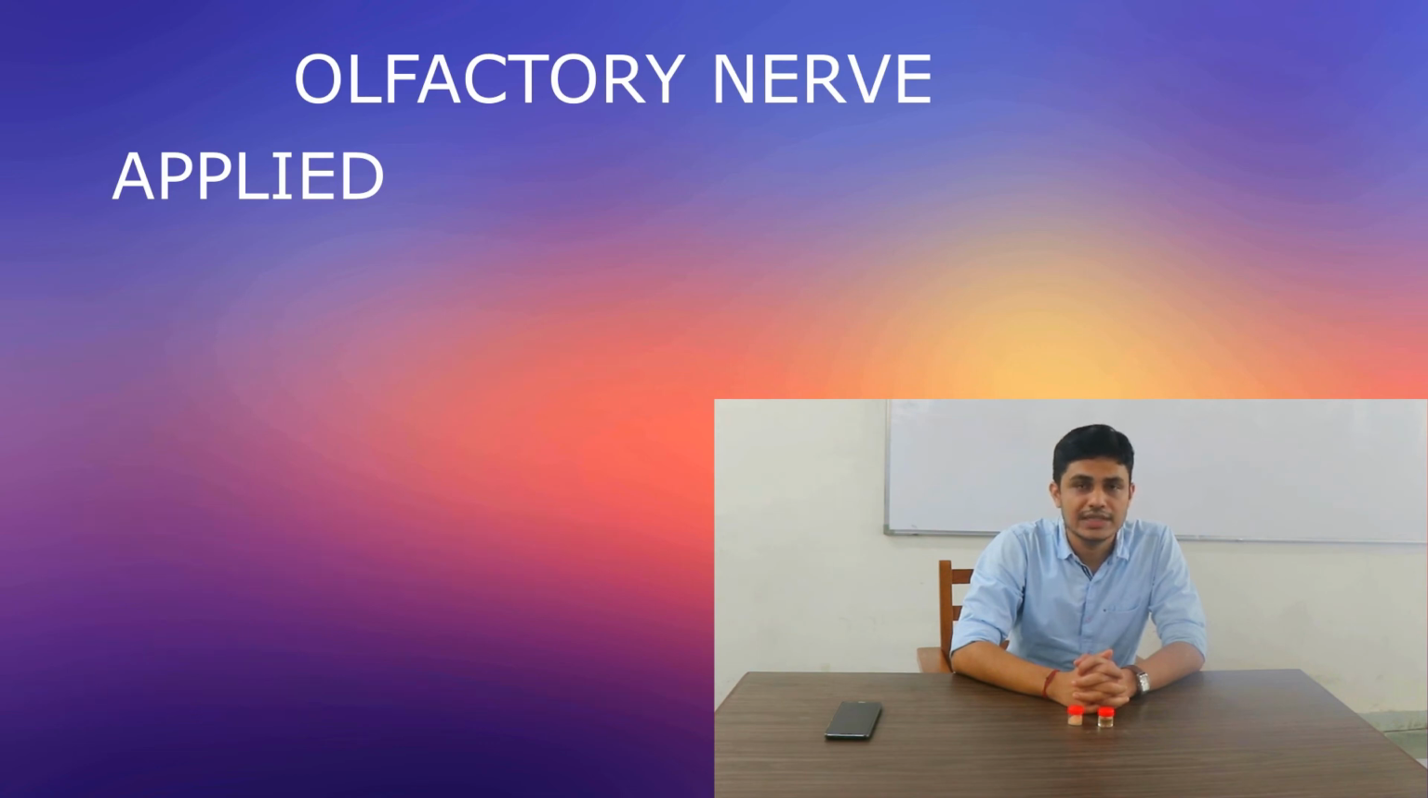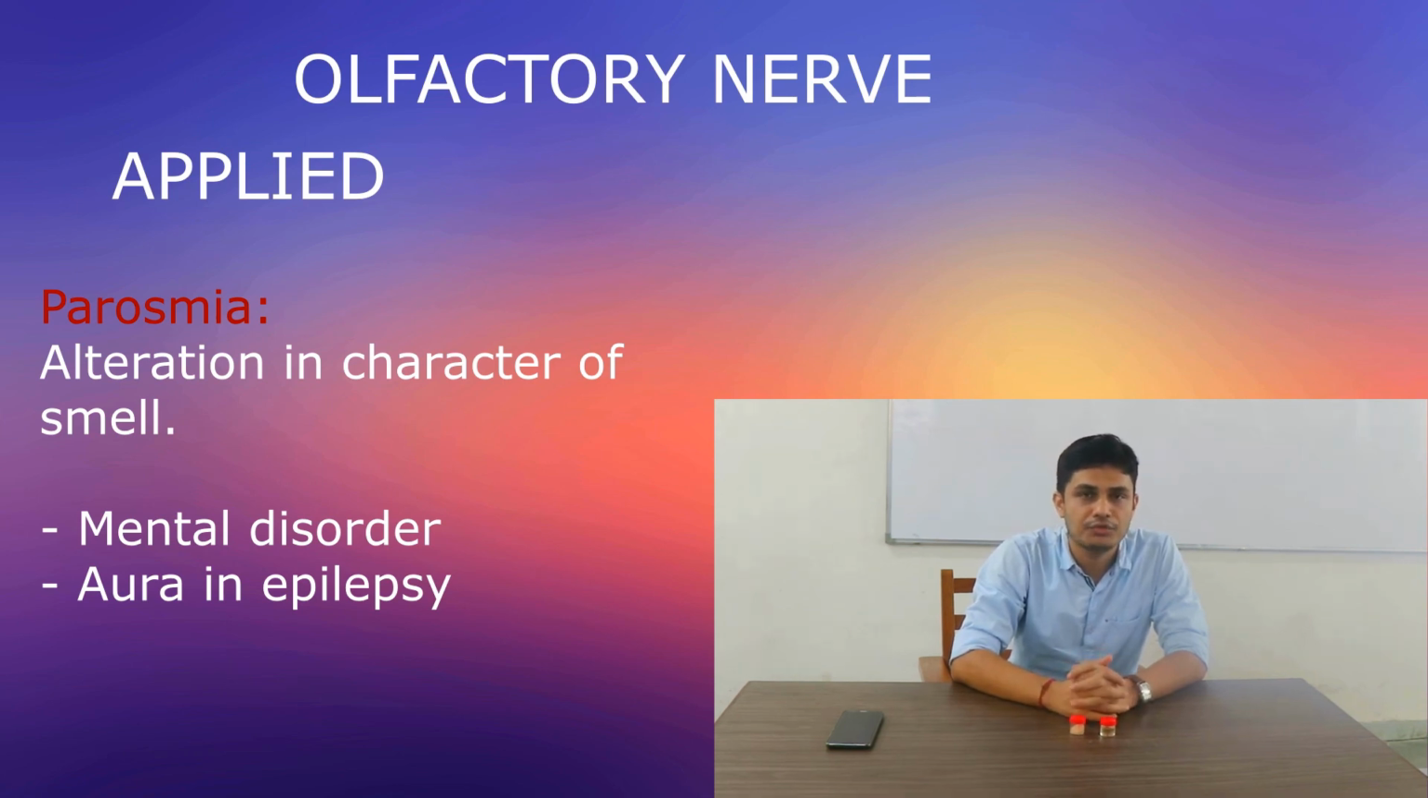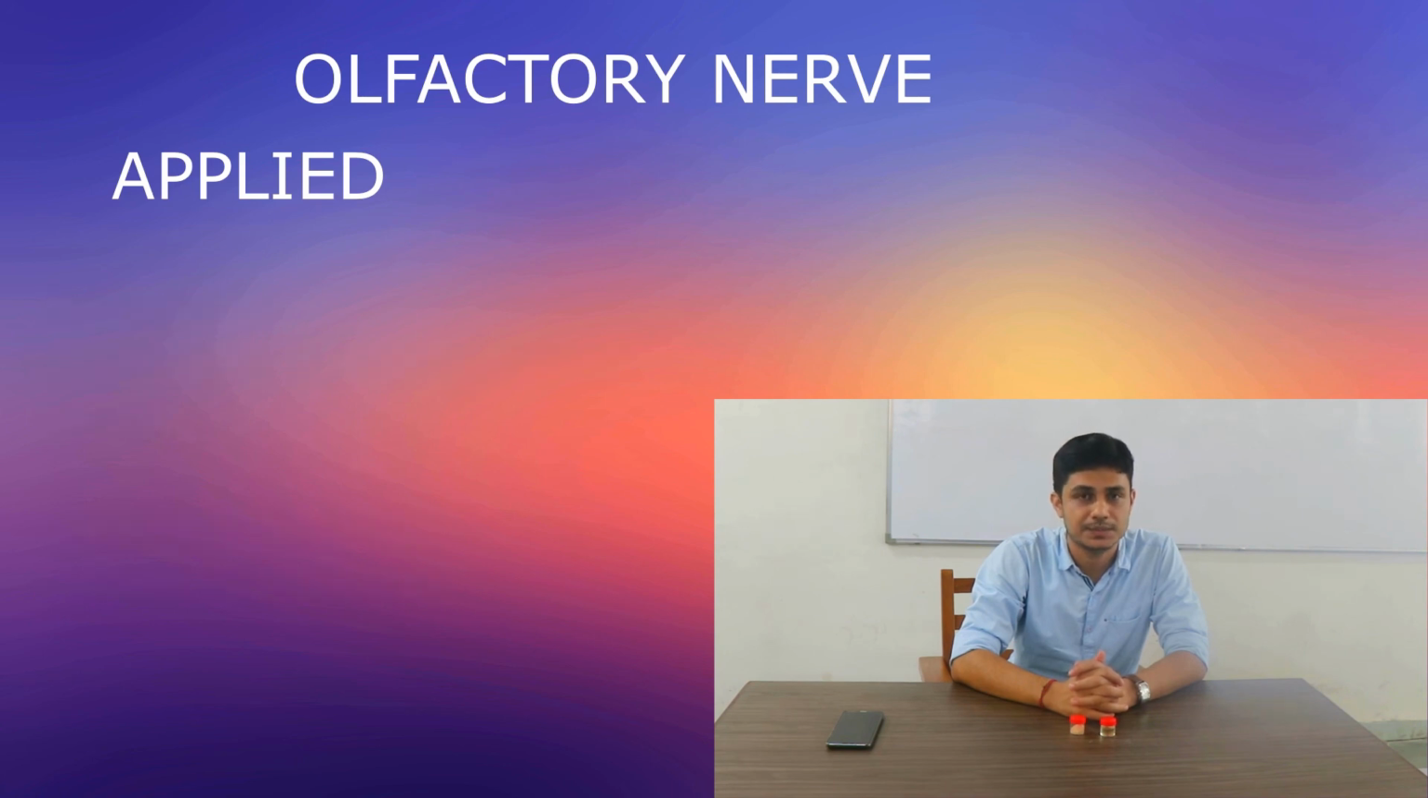Third terminology is parosmia. That means alteration in the smell sensation. Suppose you are bringing tincture of asafoetida close to the nostril and person feels that smell sensation as oil of clove. That means alteration in the smell sensation, and that is called parosmia. This type of parosmia you may find in case of mental disorder, or as a feature in aura in epilepsy.